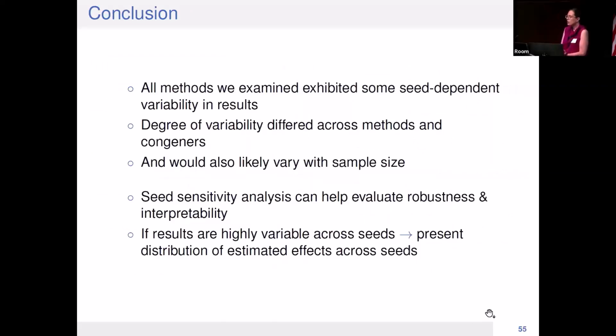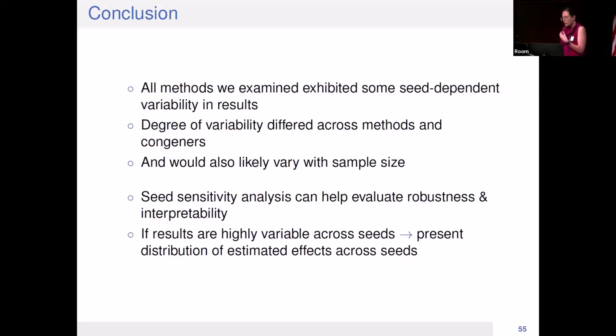So in conclusion, all methods we examined exhibited some seed-dependent variability in results. The degree of variability differed across methods and congeners, and might also vary with sample size. In this case, we had the same sample size throughout the analysis. So this is something we cannot really ignore.